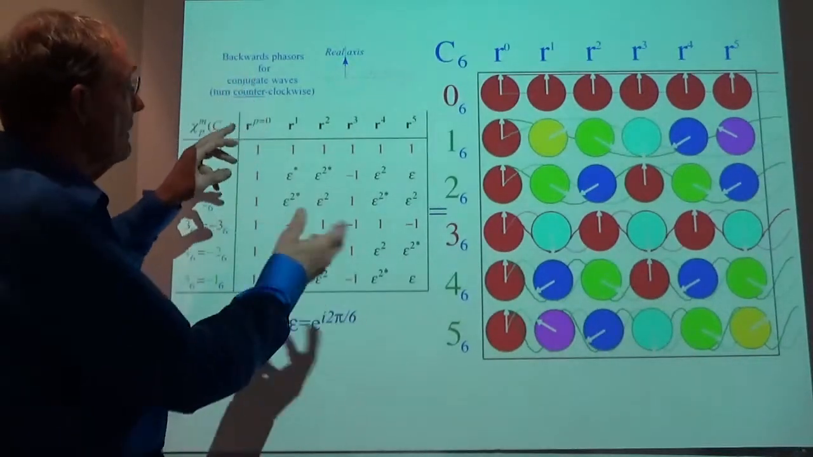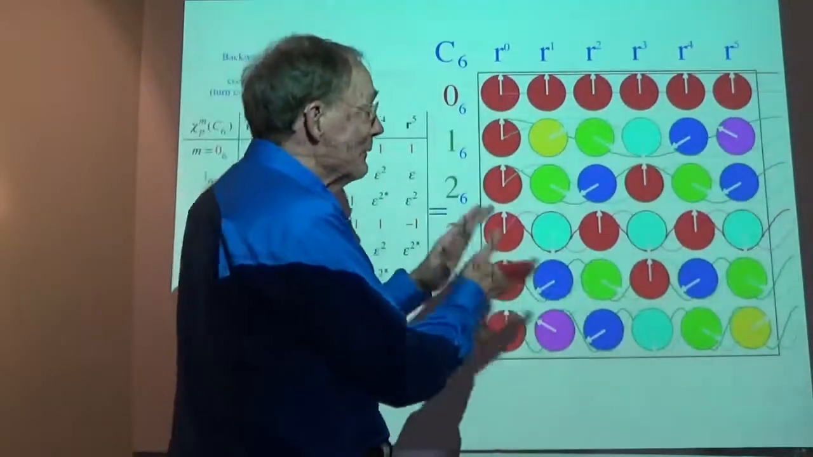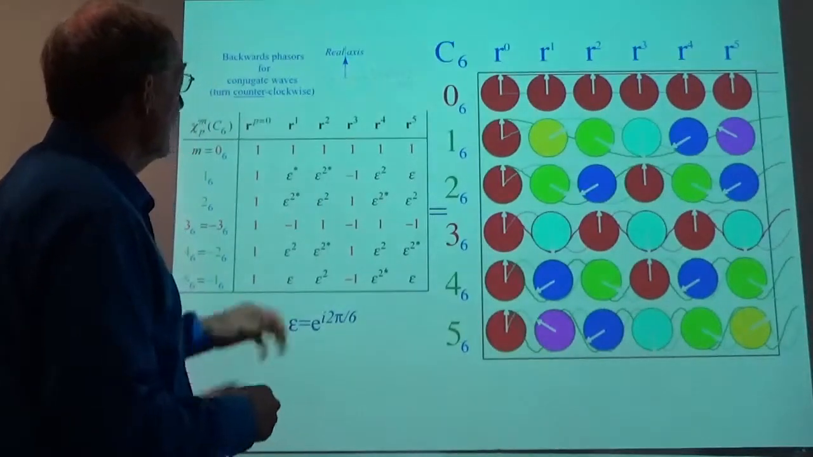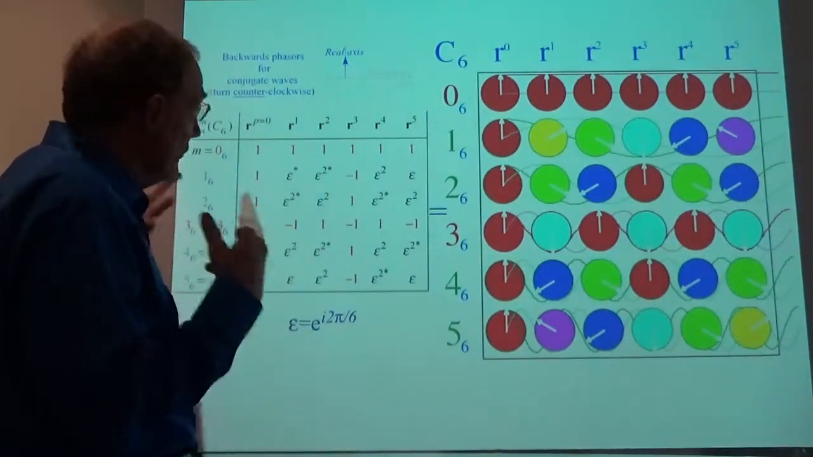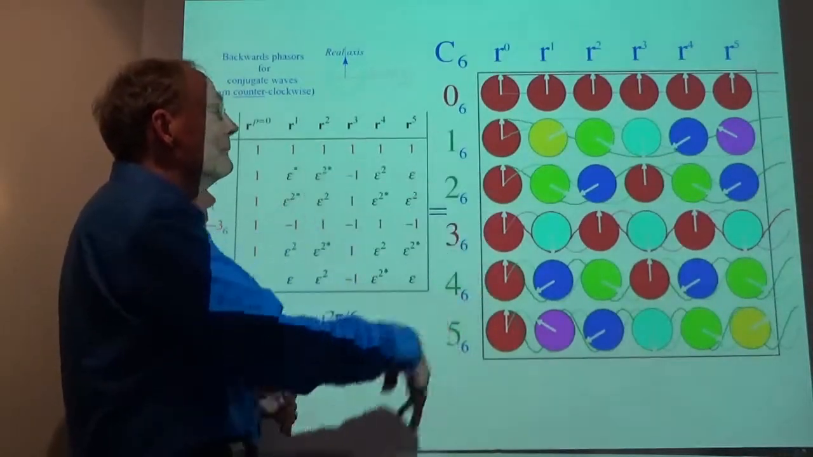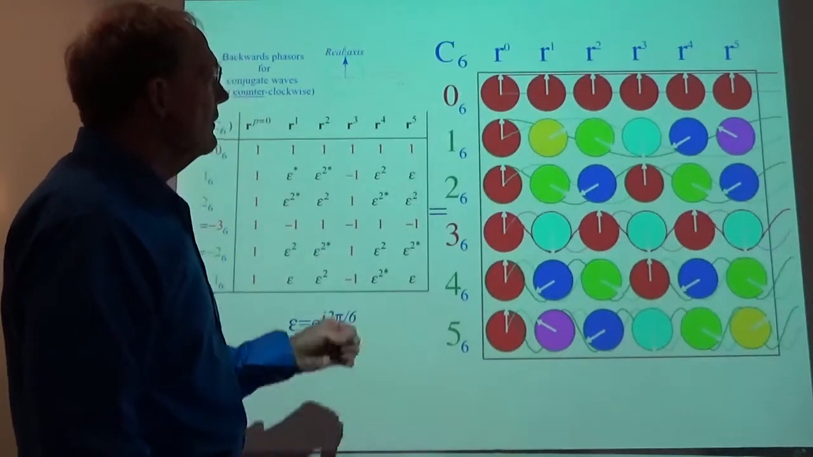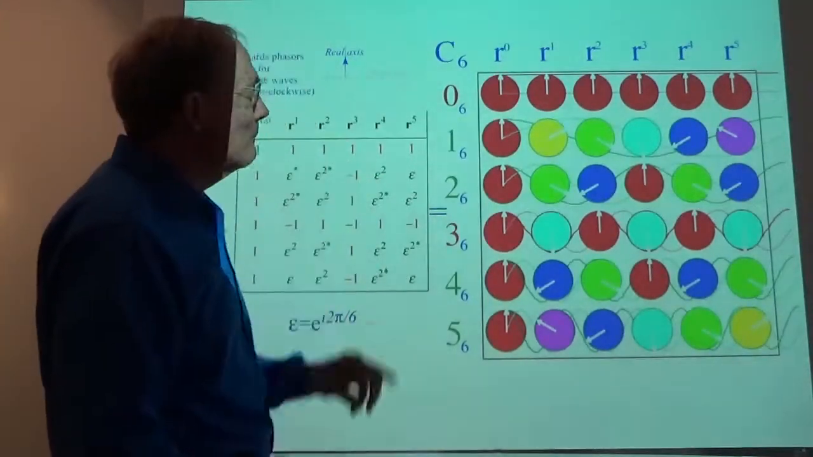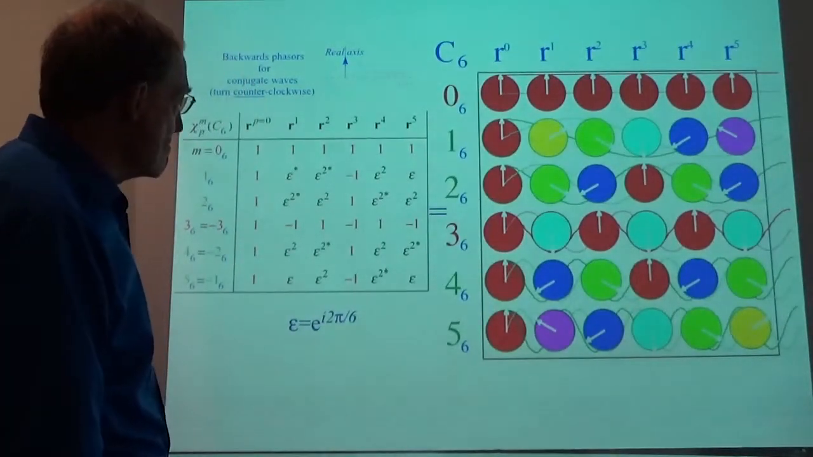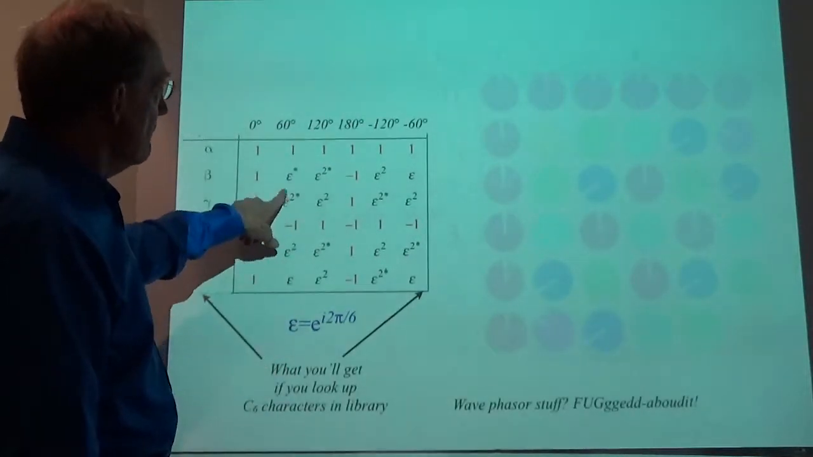So we do have a little bit of a problem: the phases that we actually put in a character table rotate backwards. They're conjugate waves. That's just the way the literature is. I could have said, I'm not going to do it that way. I'm going to make them behave the way they should. But this is a situation where it's probably better to match the literature. So this is what you see if you look up in a library.